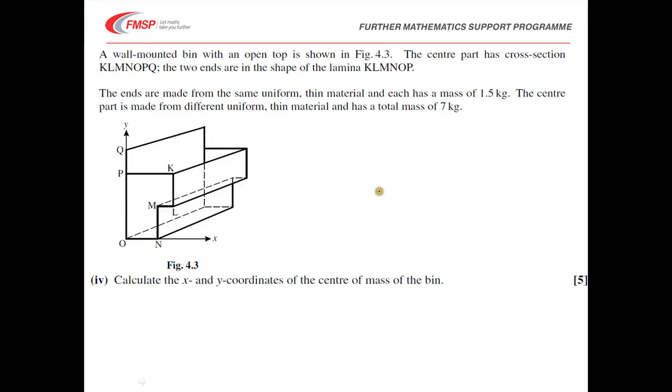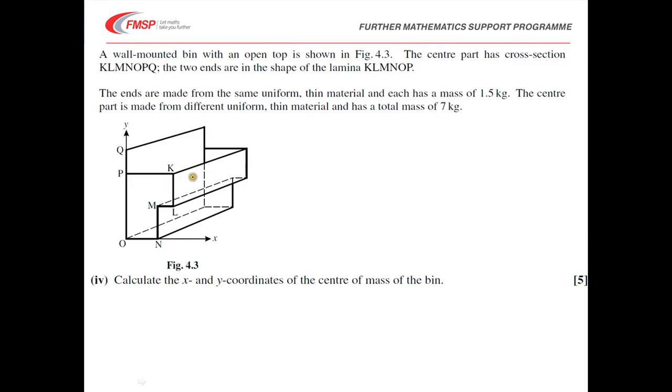Okay, so now again the question extends the methods that we've looked at already. You can see here that we now have this three-dimensional shape rather than a two-dimensional shape as we were dealing with before. The middle part of this bin shape is modelled by the wireframe that we looked at in the second part of the question, and the ends now are modelled by the laminar section that we had right at the beginning of the question.